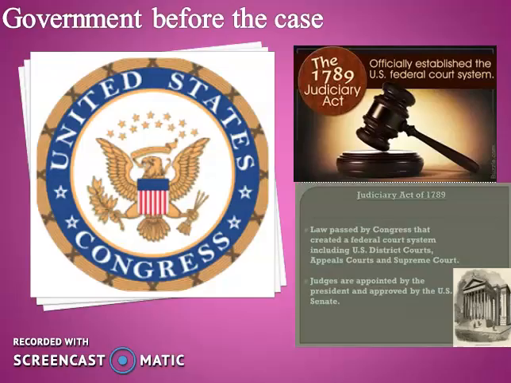So prior to this case, the government ran on the 1789 Judiciary Act, which was established by Congress. It was a law that they passed which created all the different court systems, and it also gave the president the power to appoint all the different judges as long as they were approved by the Senate.